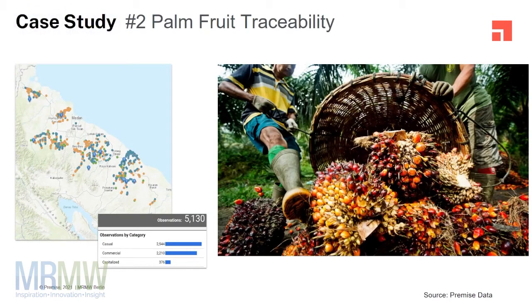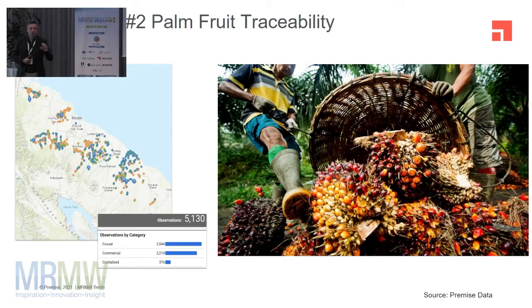Second case study. This was carried out by Premise, the company I work for, and this was for a large CPG manufacturer looking at palm fruit and tracing right back to the first mile, which palm fruit is where palm oil is made from. So their ESG credentials that they wanted to uphold meant that they needed to find out exactly where the palm fruit was coming from, the price it was being paid.